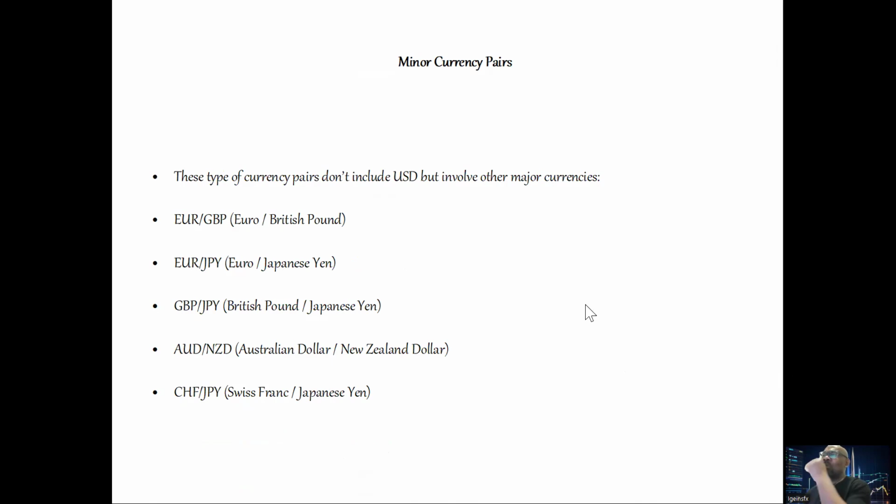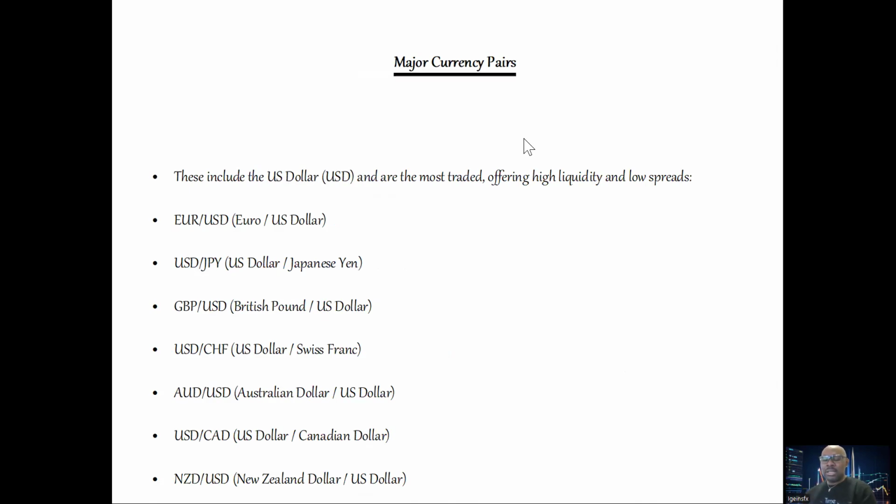After that, we have the major and the minor currency pairs. We've just treated major. There is one I didn't show you guys. That is the NZD/USD, New Zealand dollar and US dollar. Sorry I skipped that one before, so I will just bring it up. So these are the major currency pairs.